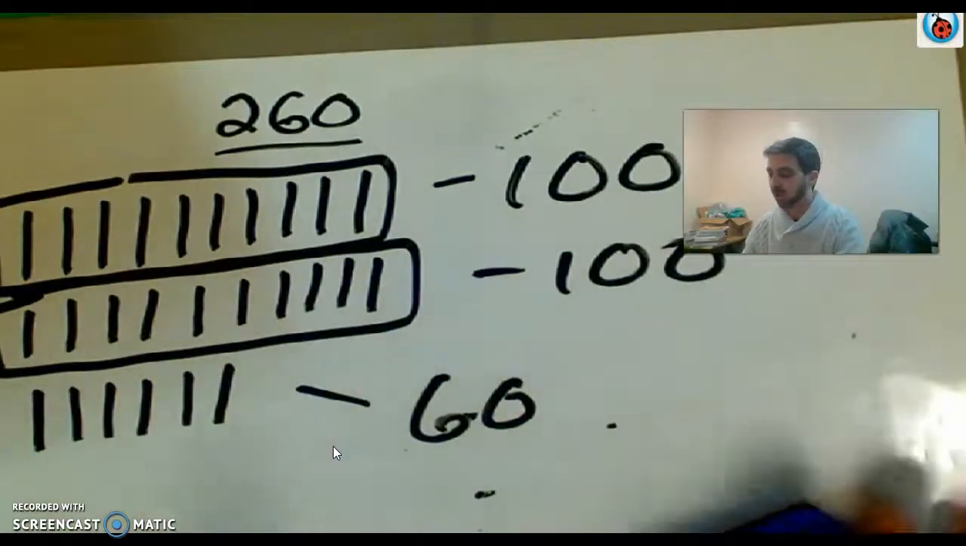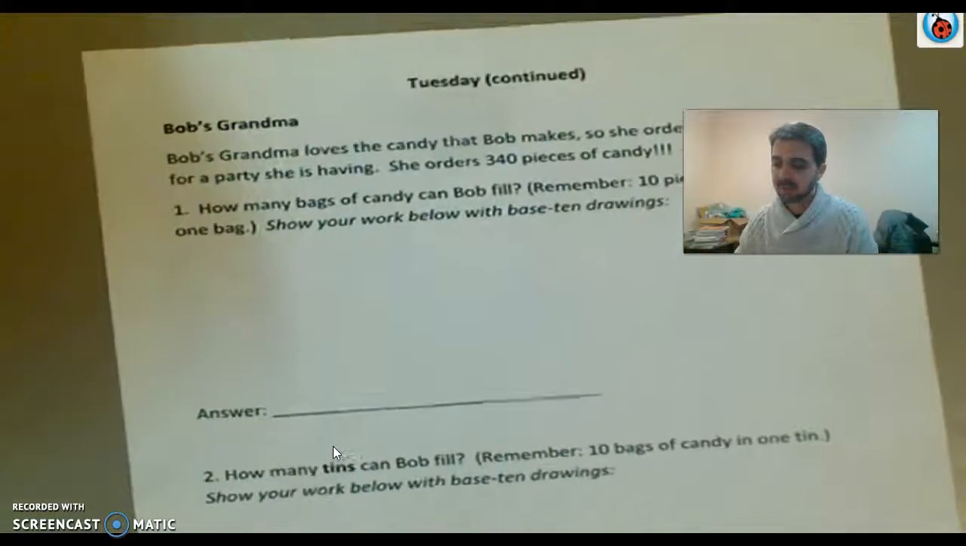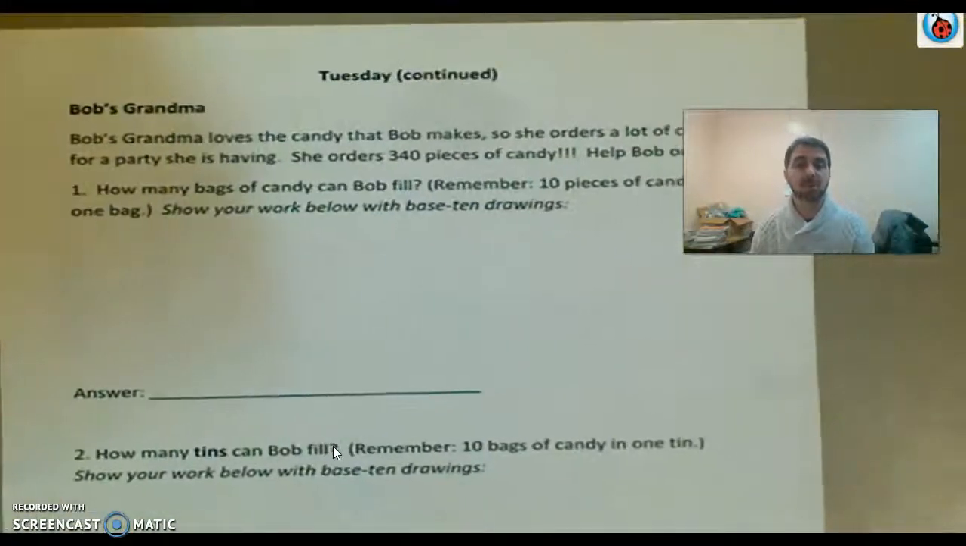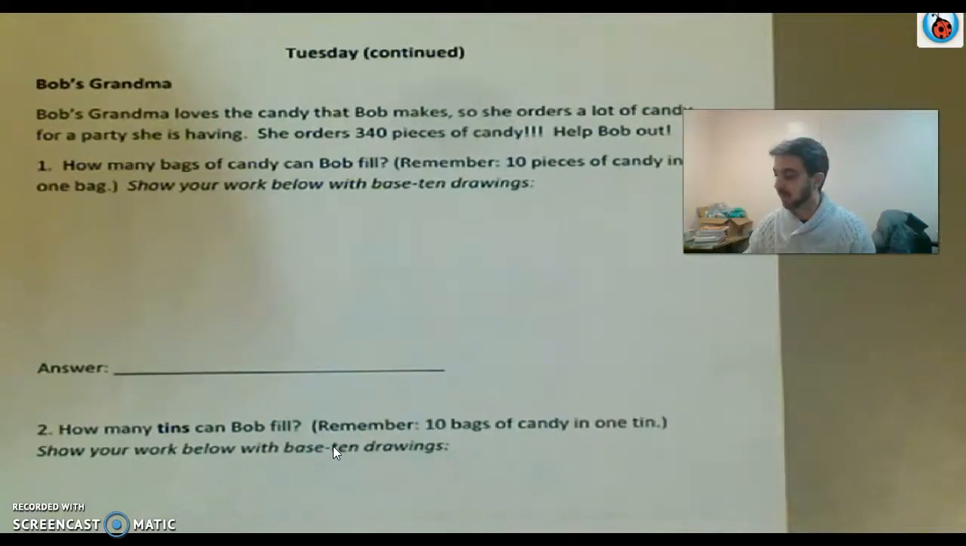All right, so let's go to your paper, okay? It should say, Tuesday continued. It's about Bob's grandma. So read along with me, and then you're going to try and figure this out. Bob's grandma loves the candy that Bob makes. So she orders a lot of candy for a party she is having. She orders 340 pieces of candy. Help Bob out. How many bags of candy can Bob fill? Remember, there's only 10 pieces of candy in one bag. So boys and girls, we're not doing any tins right now, just bags.